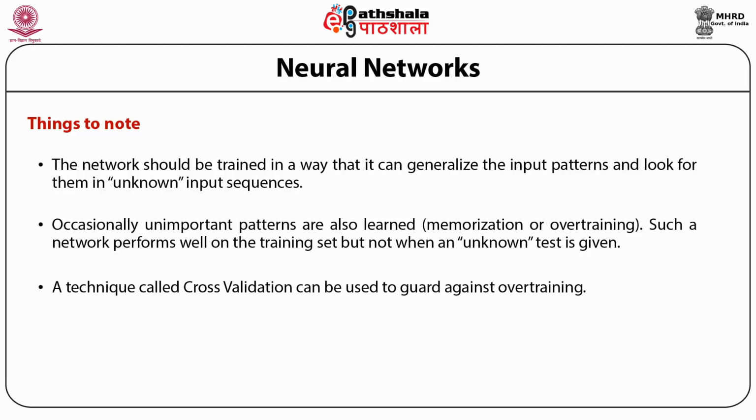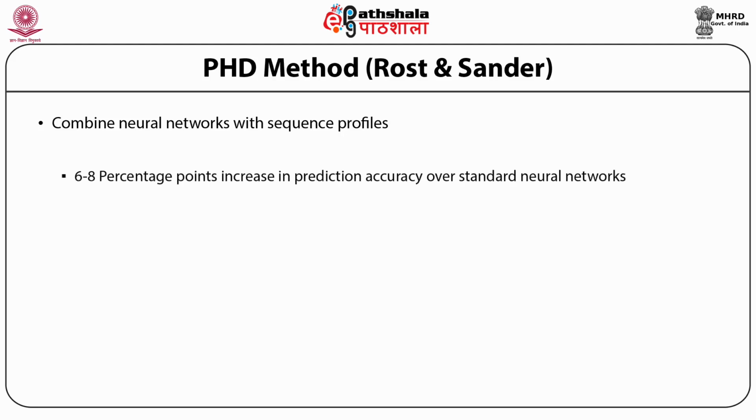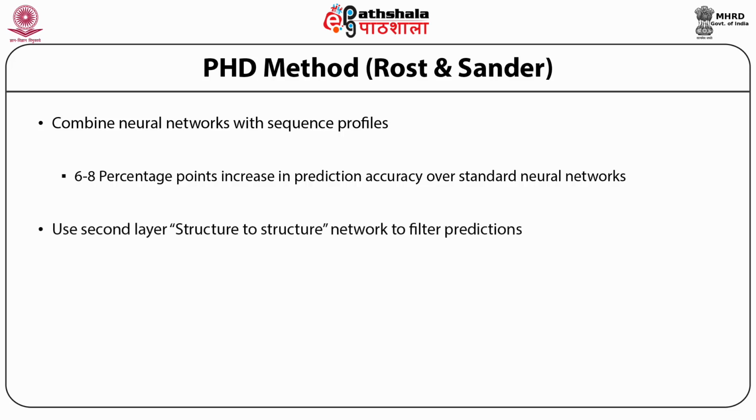getting towards overtraining. Now, one of the best neural network based methods is the so-called PHD method due to Burkhard Rost and Chris Sander. What it does is use neural networks and combine them with sequence profiles, the sequence profiles discussed earlier in the talk on pattern recognition on sequences. One sees about a 6 to 8% increase in performance over just using neural networks. That is, if we use the neural network and the sequence profiles, then you get about 6 to 8% better. And also the networks are divided.